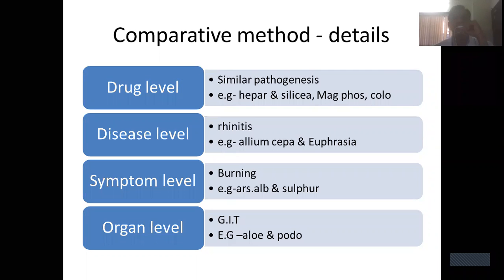Similarly, one more example is Mag phos and Colocynth. So Mag phos and Colocynth have a common pathogenesis of producing colicky type of pain where there is a hollow viscera. Hollow viscera usually means the gastrointestinal tract. Remember your anatomy. It starts from the esophagus, then stomach, small intestine, large intestine, rectum, anus, everywhere it is hollow. And these drugs, Mag phos and Colocynth, produce a colicky type of pain.